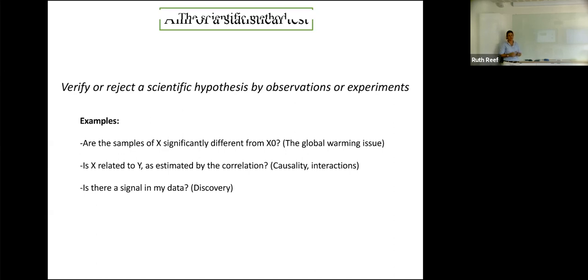So I'll give you a few examples here. Is X significantly different from X0? That was like the climate change example: is the distribution different to what it was? Is X related to Y? Is the level of sedimentation linked to wave height in the coastal zone? I can estimate that by some sort of correlation or that type of modeling, regression.